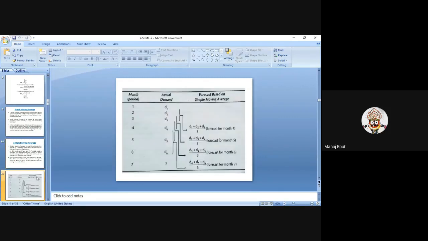As you see in this particular table, in the first column, month and period are given from 1 to 7, and actual demands are provided in the form of D1, D2, D3, D4, D5 and D6. Suppose you are to calculate the forecast on the basis of 3 month simple moving average. That means you are calculating the value of the 4th month. Clear? So that means D1 plus D2 plus D3, and here n equals 3, and you are calculating the forecast for month 4.